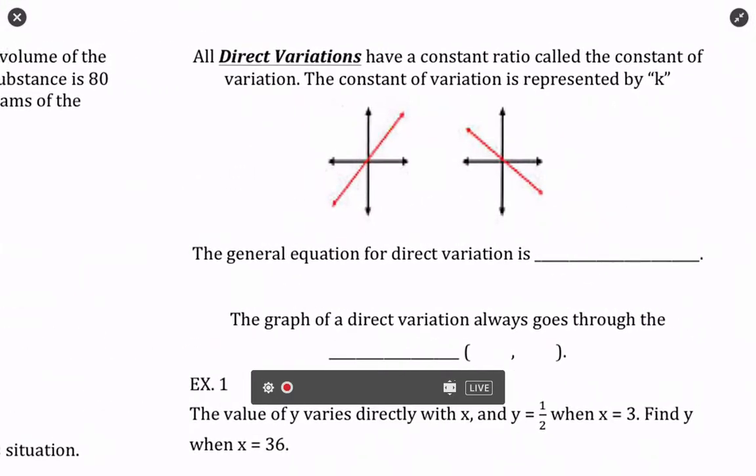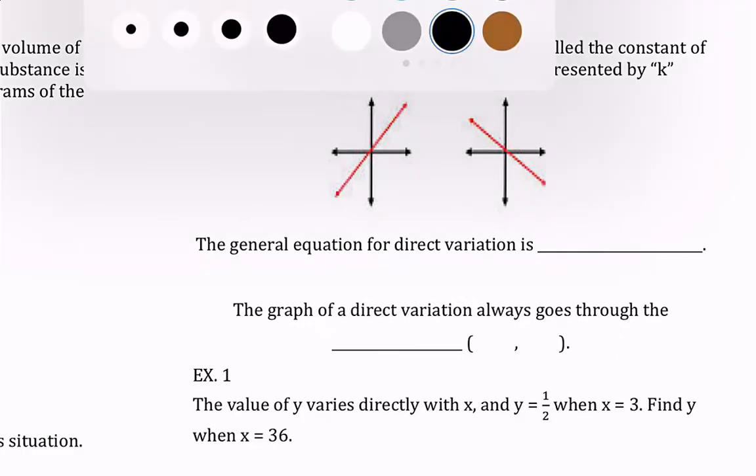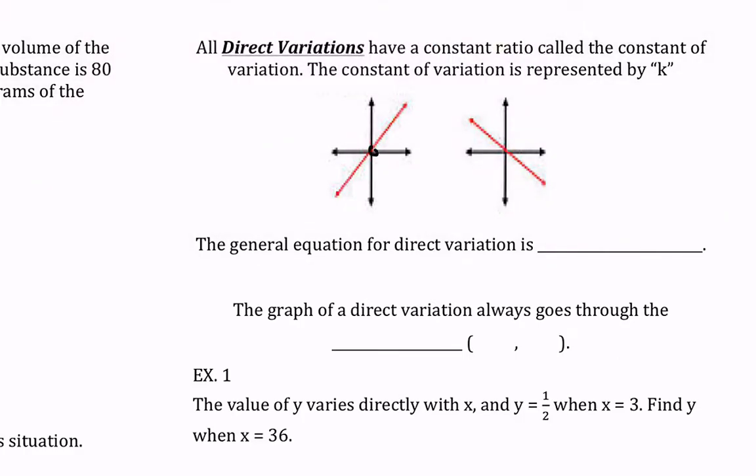Hey guys. Okay, today we're going to be talking about direct variations, and direct variations are just linear equations. They are special linear equations, and the reason that they are special is because it's going to be any linear equation that goes through the origin. So any line that goes straight through the origin, we know that it varies directly, or it's a direct variation.